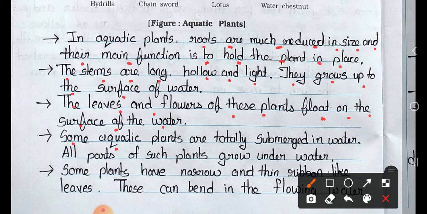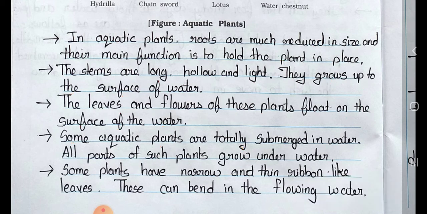Some aquatic plants are totally submerged in water. Means they are totally in the water, under the water. All parts of such plants grow underwater. Some plants have narrow and thin ribbon-like leaves. These can bend in the flowing water. Now we will see the next page.